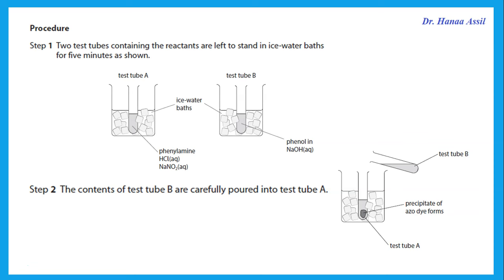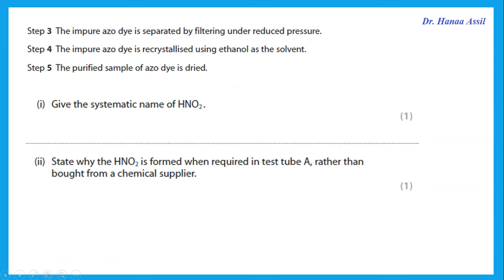So we have the phenylamine, HCl, sodium nitrite in ice bath. The other one has phenol in sodium hydroxide, and then the contents of test tube B are carefully poured into test tube A to give the azo dye. Then the next part of the question says the impure azo dye is separated by filtering under reduced pressure, the impure azo dye is recrystallized using ethanol as solvent, and the purified sample of the azo dye is dried.